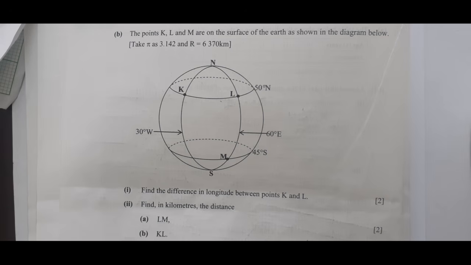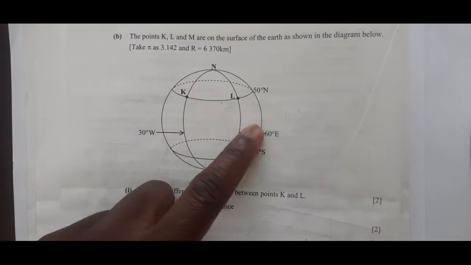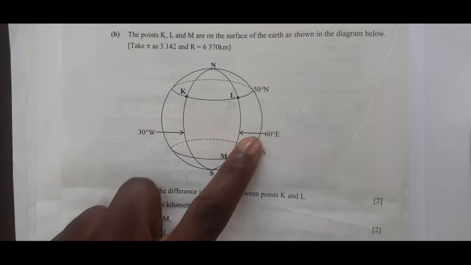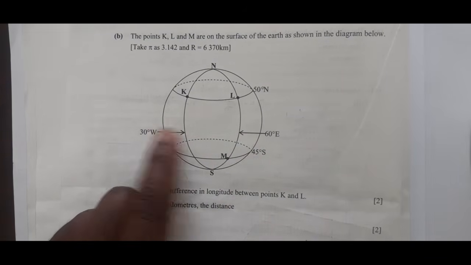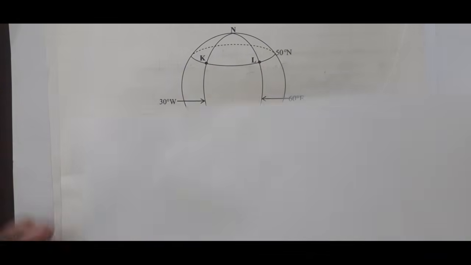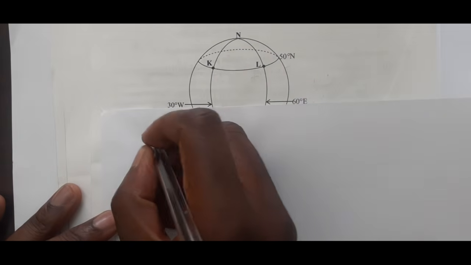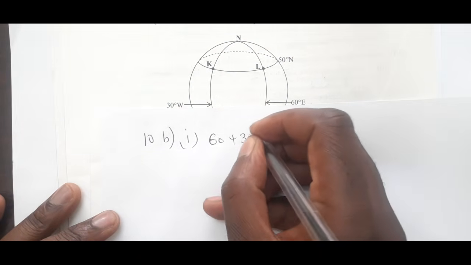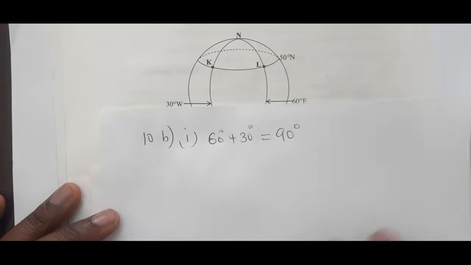In Roman numeral number 1, find the difference in longitude between K and L. K and L. So look at where they are. K is west, L is east. So when you have got this case, this is west, this is east, this is west. So you need to add them to find the difference. It's as simple as that. So I will say 60 plus 30. This is going to give us 90 degrees. It's as simple as that.